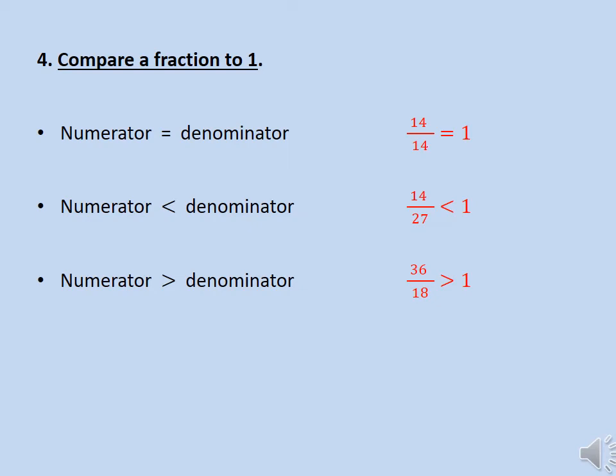How can we compare a fraction to 1? We look at the numerator and denominator. If they are equal, like 14 over 14, the fraction is equal to 1. If the numerator is less than the denominator, like 14 over 27, then the fraction is less than 1. If the numerator is greater than the denominator, like 36 over 18, then the fraction is greater than 1. This is going to be used when we compare fractions later.